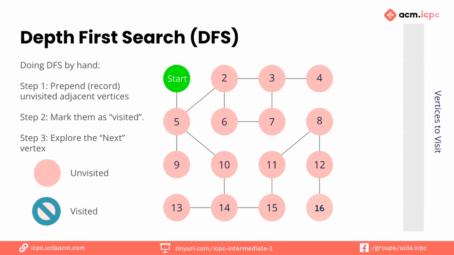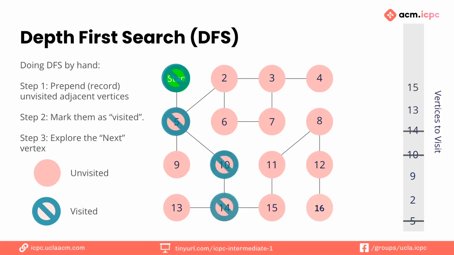Here, we can demonstrate this with the same graph. Here we add 5. Also, I flipped the order here so it represents the stack more clearly. We put 5 onto our stack, and then we take 5 off and add all of its adjacent neighbors. Here we add 2, 9, and 10. Then we take the top element, which is 10. We take that off the stack, and then we add the adjacent neighbor of 14. From here, we take 14 off, and we add 13 and 15. Then we take 15 off, and we add 11.